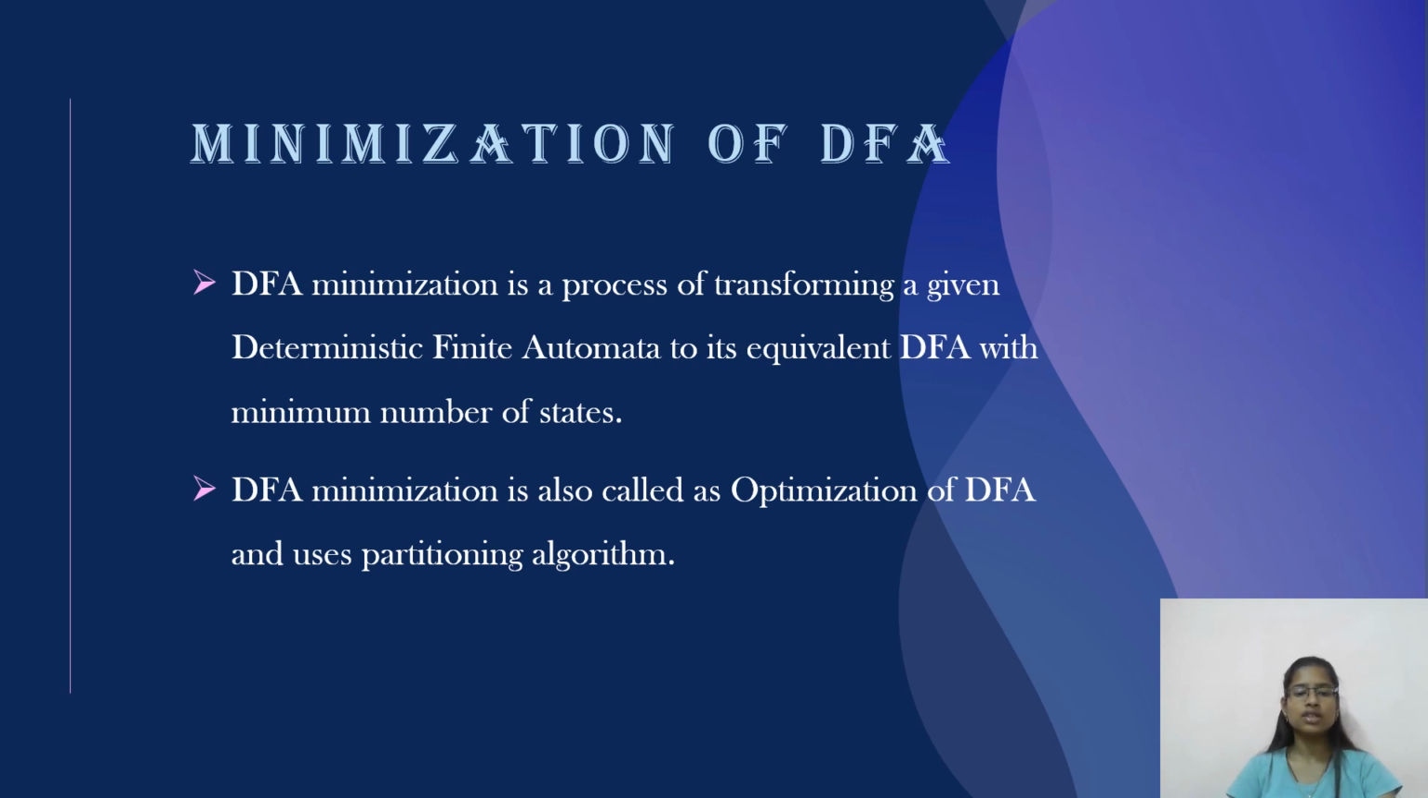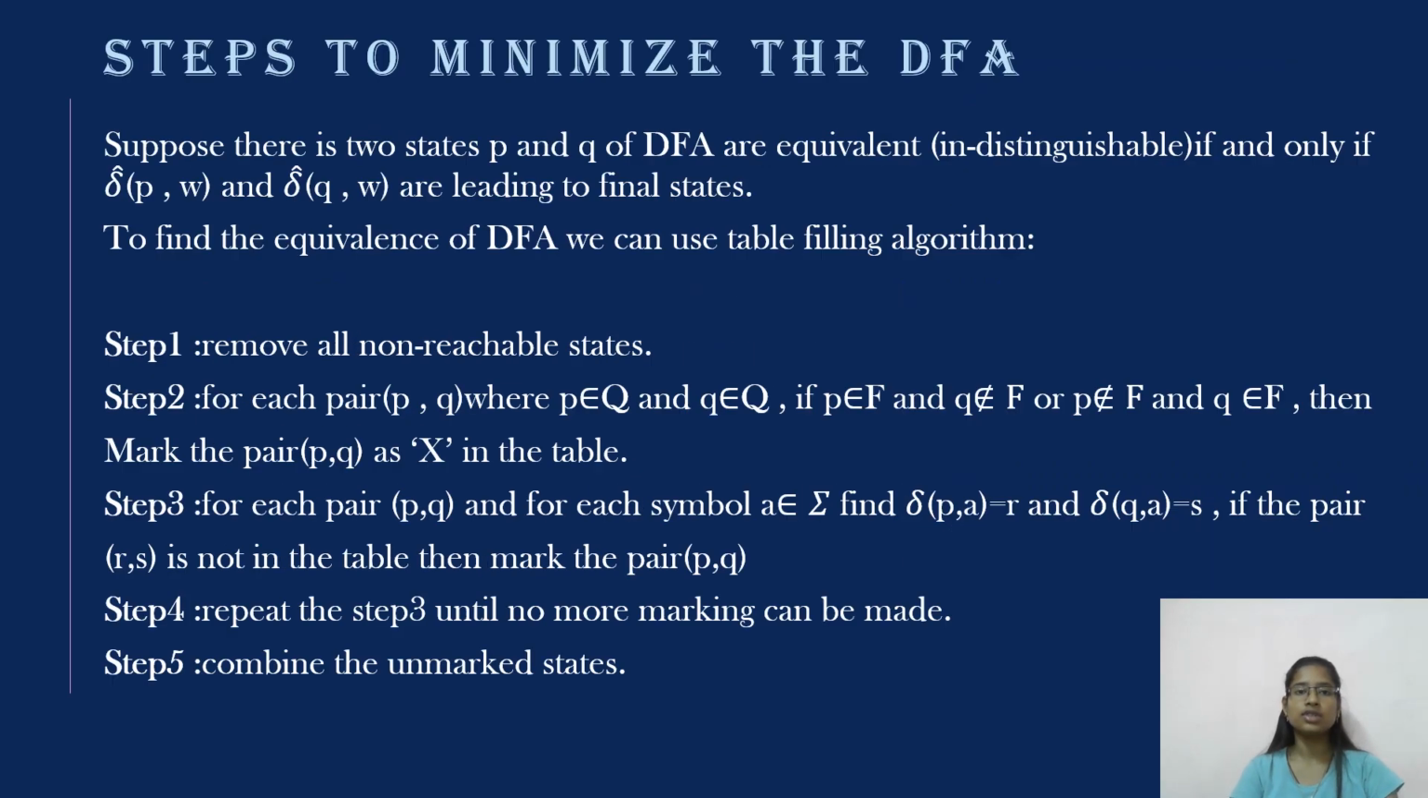DFA minimization is the task of transforming a given deterministic finite automaton into an equivalent DFA that has a minimum number of states. It is also called optimization of DFA and uses a partitioning algorithm. In simple words, minimization of DFA can be done if we have two states like P and Q, where P is a non-final state and Q is a final state. Then we can easily minimize the given DFA. These are the few steps which are used to minimize the DFA.